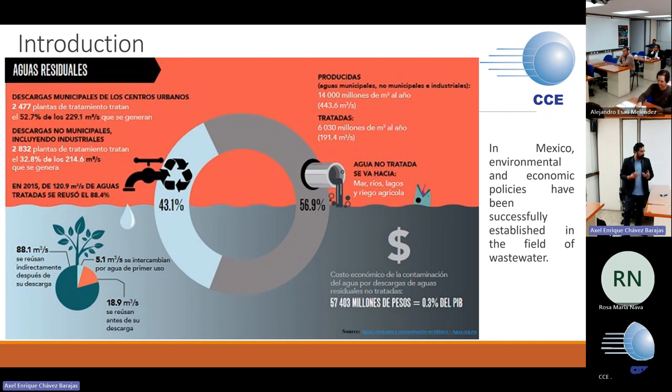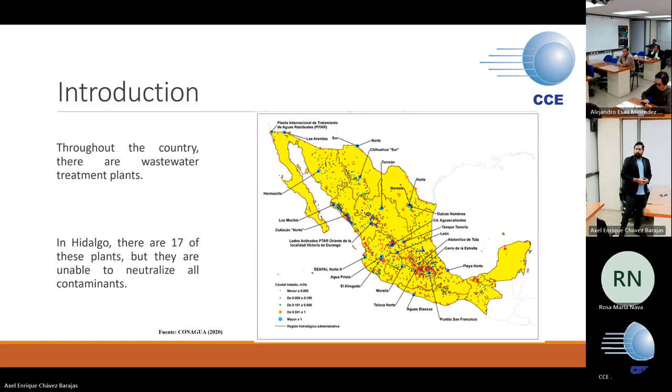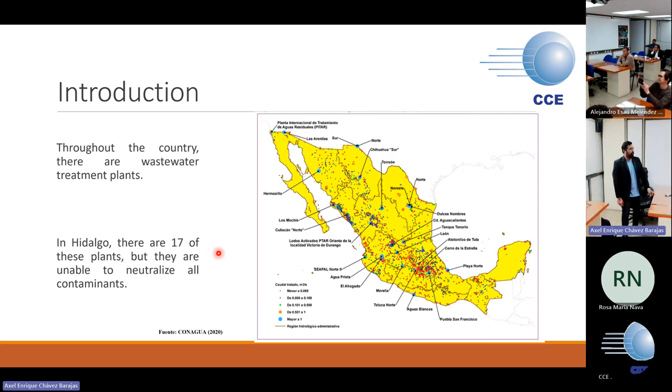There are enormous methods and different stages. In Hidalgo, apart from many other properties, we have almost 17 water treatment plants which work to degrade waste contaminants. However, there is not even one plant which works with the dyes, or, in Spanish, colorantes.